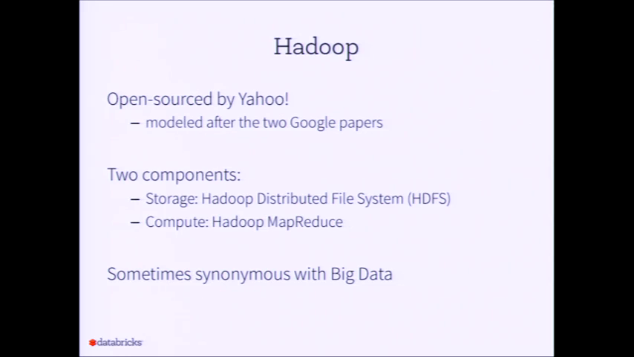And in the beginning, there were two components in Hadoop: HDFS and Hadoop MapReduce. HDFS is the storage part, modeled after GFS, and MapReduce is the compute part, modeled after MapReduce. Sometimes in this industry, when you talk about big data in terms of technology stack, Hadoop is essentially synonymous with big data.